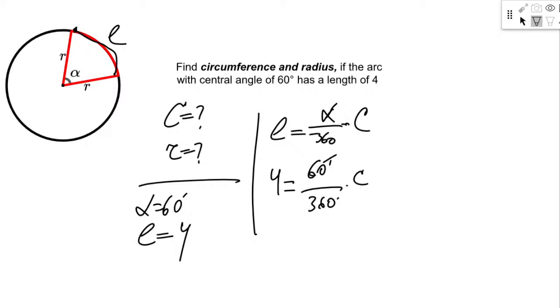So we cancel this and this. We get 4 equals C divided by 6. So C equals 4 multiplied by 6, and this is equal to 24. So we found this.